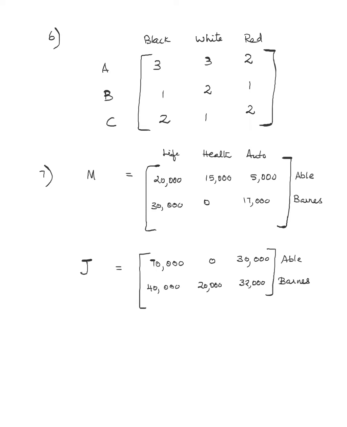So we have to find the matrix that would give total sales for the months of May and June. That means it's basically a simple one, M plus J. You have to add these two, so add the corresponding elements. So 20 plus 70 is 90. 15 plus 0 is just 15,000. 5 plus 30 is 35,000. And the second row is 70, 20, and 49,000. So this is the answer for this simple word problem.